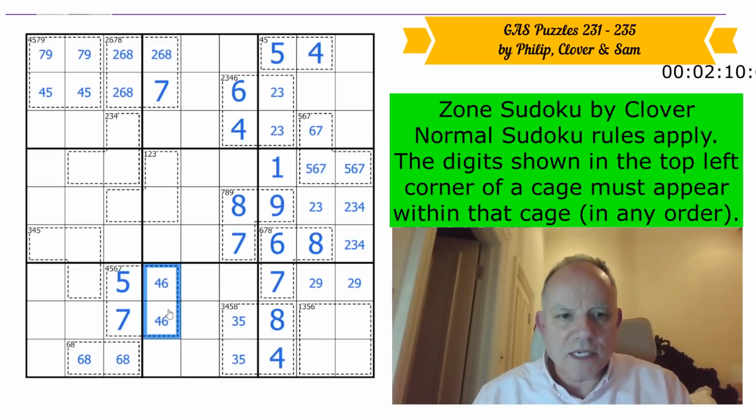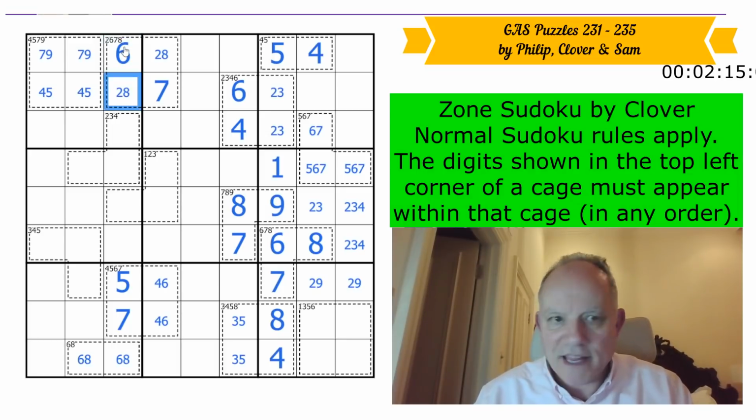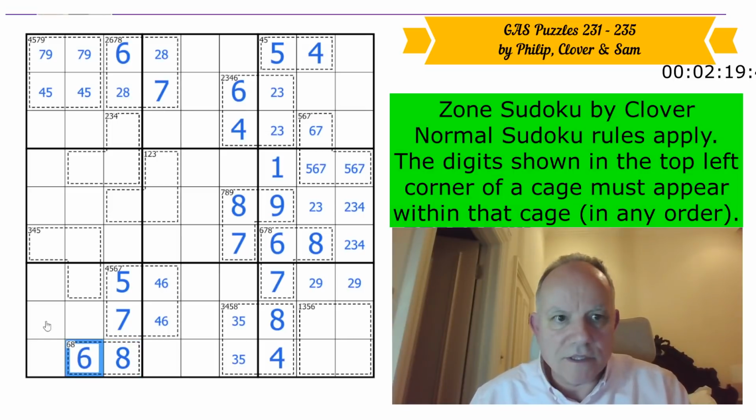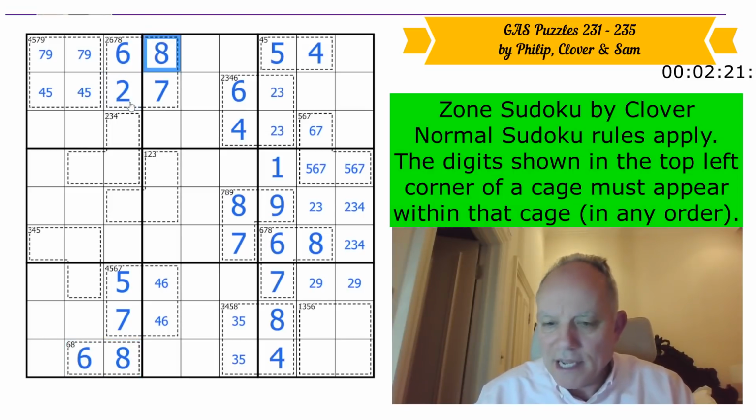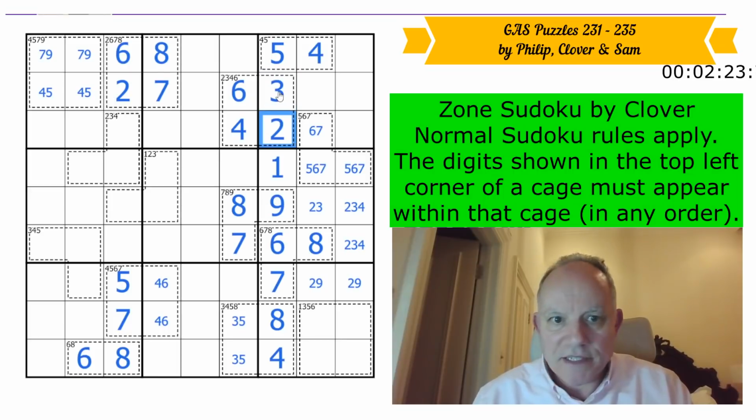That's a 4, 6 pair, and this can't be a 6. So there is a 6 here. In fact, it's there. That fixes 8, 6. That bounces back up to the top and fixes 2, 8. That bounces round to the right and fixes 3, 2. 6, 4, 5, 2. This is a 1, 8, 3 triple. That's got to be 3, obviously.